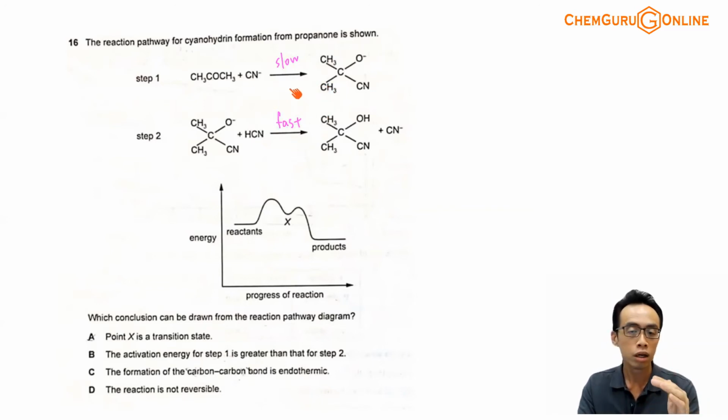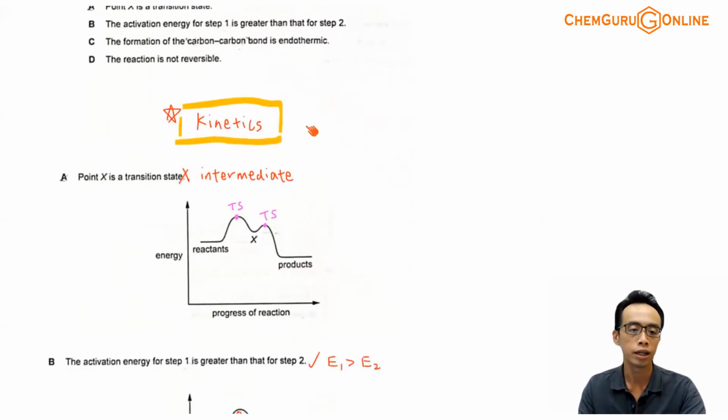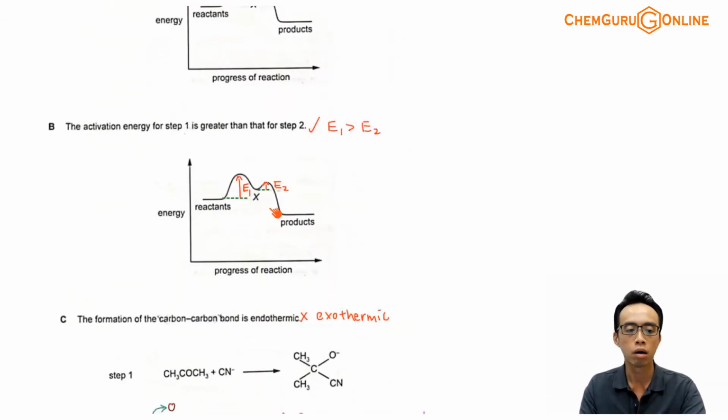So the slow step is supposed to have a bigger activation energy, which is again consistent. The first step should have a bigger activation energy, and therefore it should be the slow step. Second step, smaller activation energy, and it would be the fast step. Now how about option C?